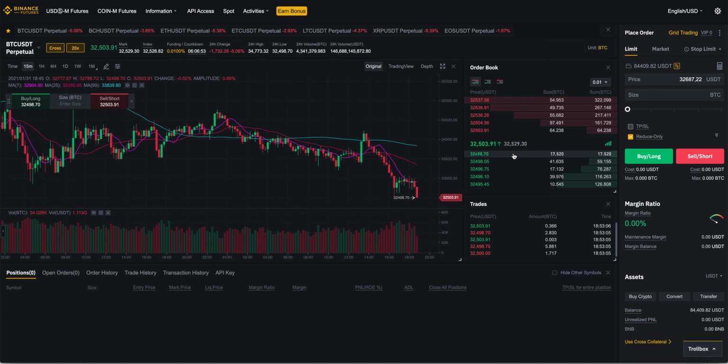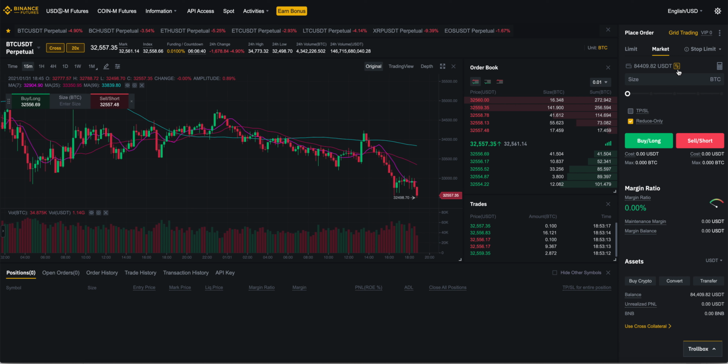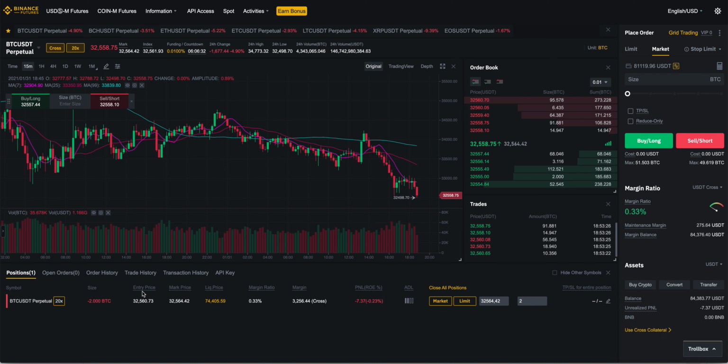Okay, so my position was closed because the market dumped. The stop loss was triggered. And that's it. There is no longer any position, and I need another one now. So let's market remove the reduce only, otherwise it will not work. So let's market open a new position. Let's go short.